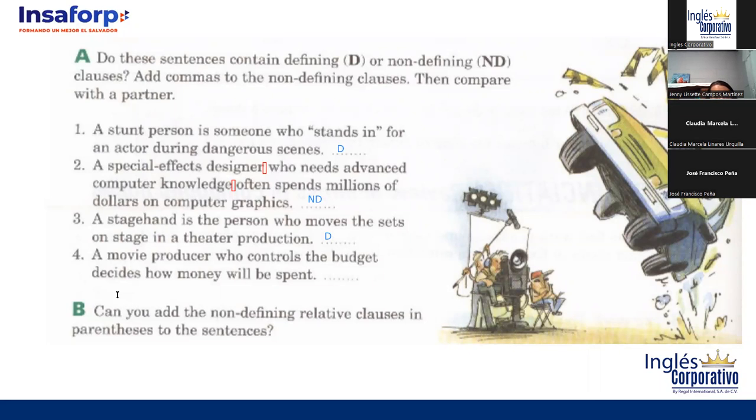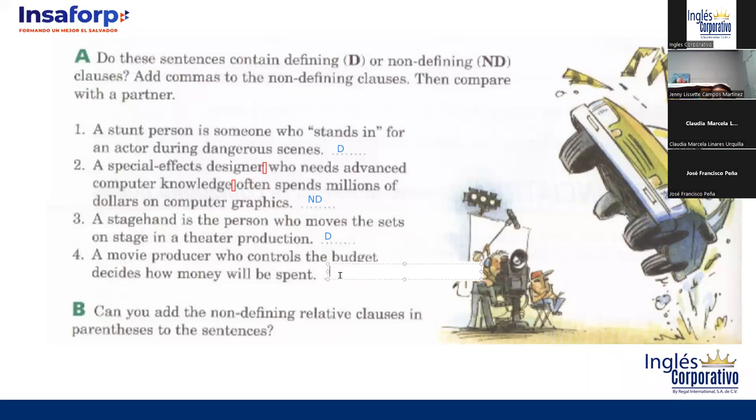Number four? Volunteer to read number four? Volunteer? No? Okay. A movie producer who controls the budget decides how much money will be spent. Very good, right? A movie producer who controls the budget. Excellent. So what do you think, guys? Is this a defining or non-defining relative clause? What do you think? Non-defining.